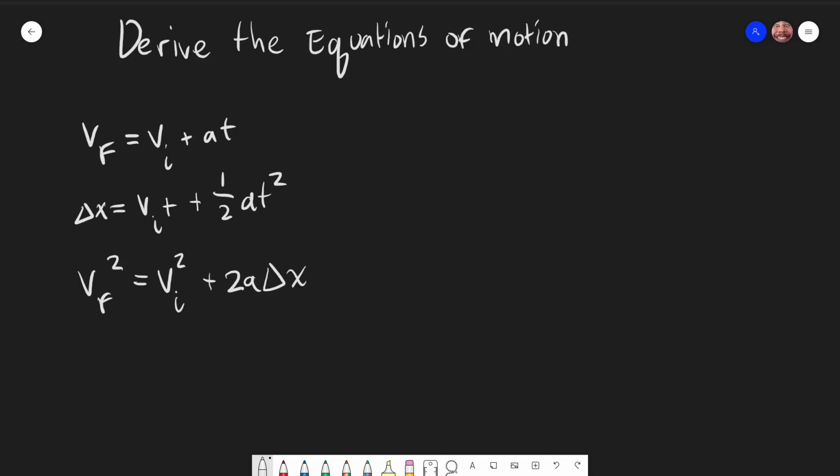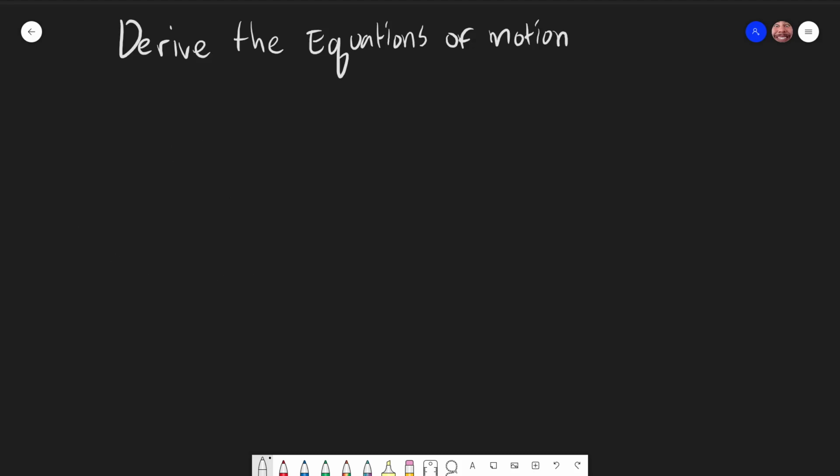Today we're going to be deriving the equations of motion the same way Newton did it over 300 years ago. This is a very important skill you need to know if you're a physics major going to college. They make you do this in your Physics 1 course, so let's just get straight to it.